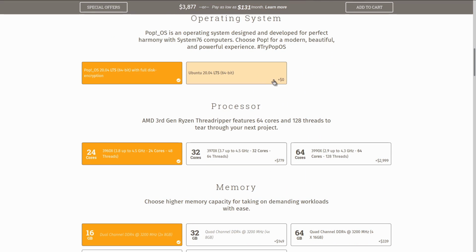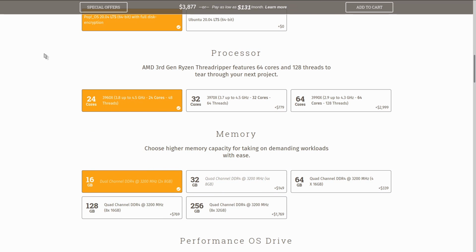And then for the operating system, we get to choose between two types. We got the Pop!_OS 20.04 LTS. Of course, that's based on Ubuntu and great for gaming. But we also have the choice to choose Ubuntu 20.04, the 64-bit version, for $0. I'm going to go ahead and stick with Pop!_OS since that's the default one.